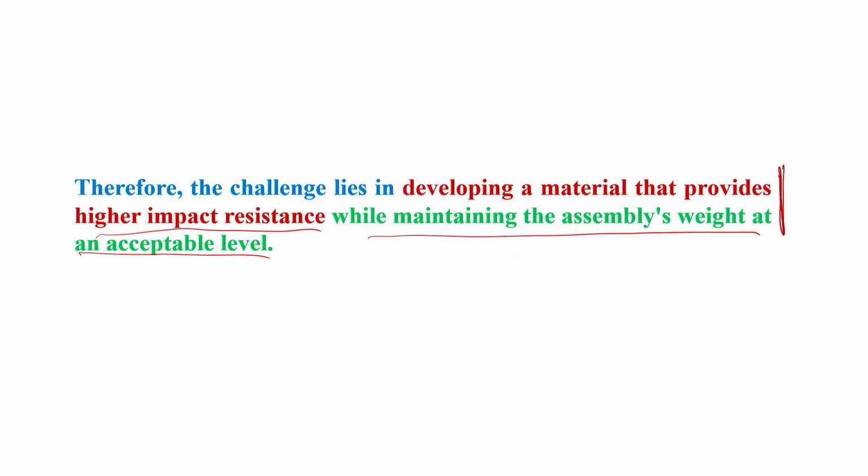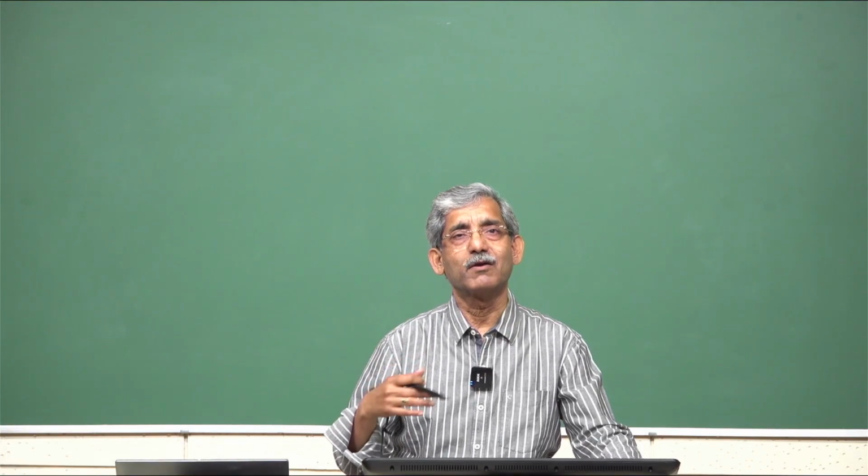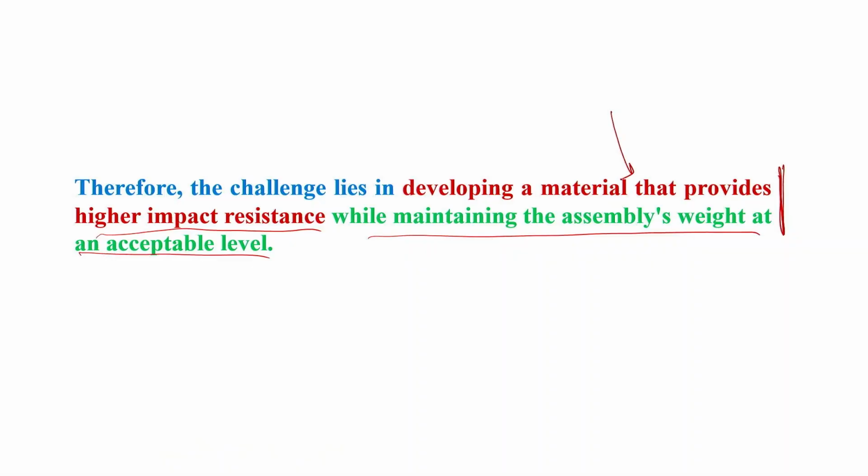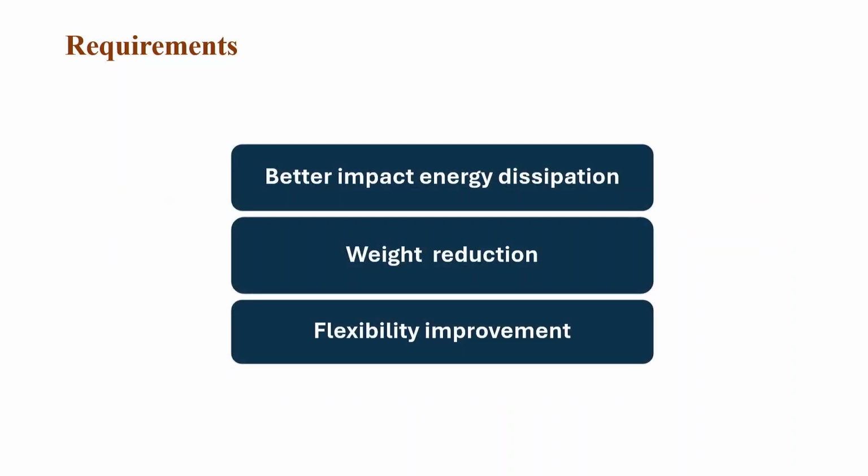With all these requirements in mind, the scientists started developing different types of fibers. The main pain point here is that material science is very important. So, the requirements were better impact dissipation, that was the first requirement, then the weight reduction.